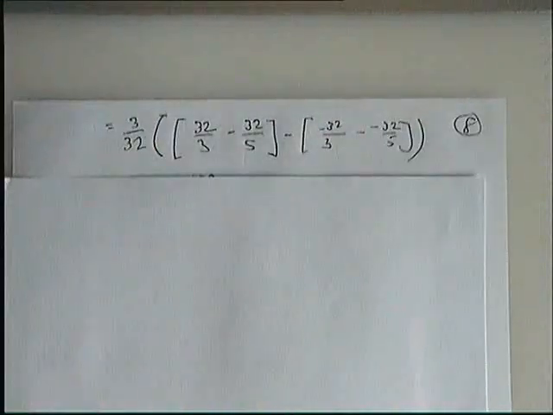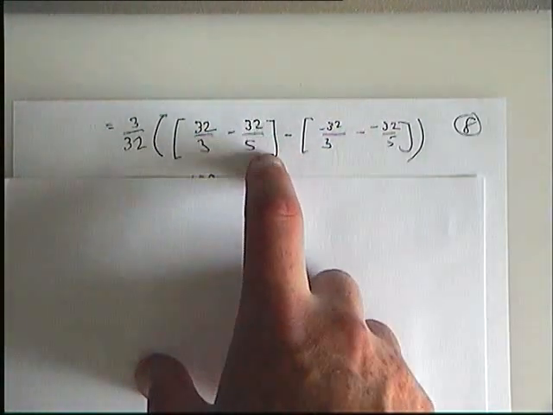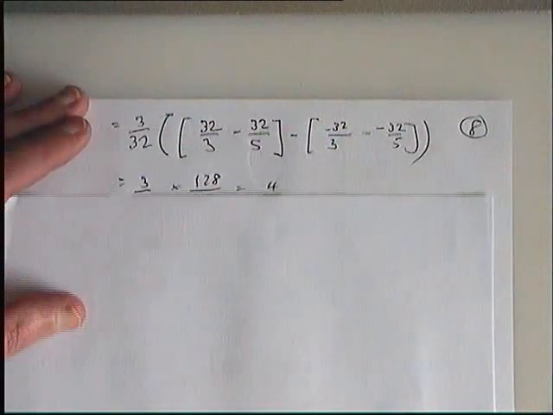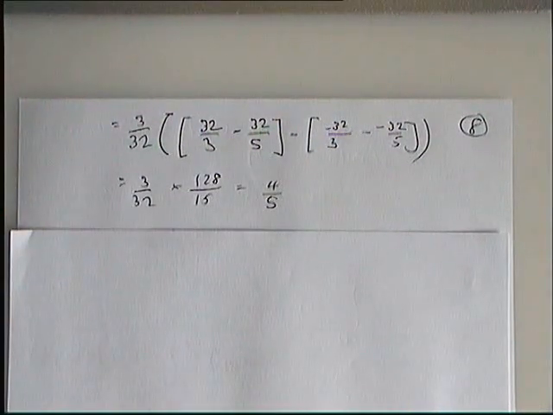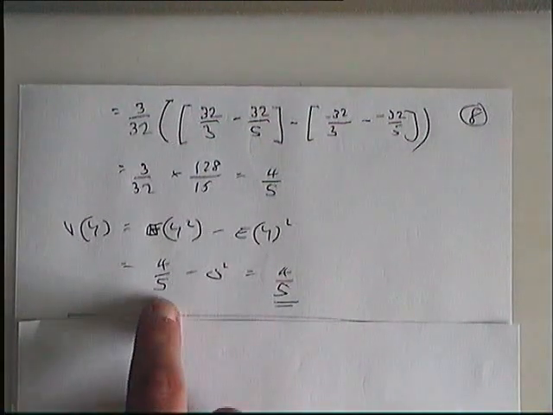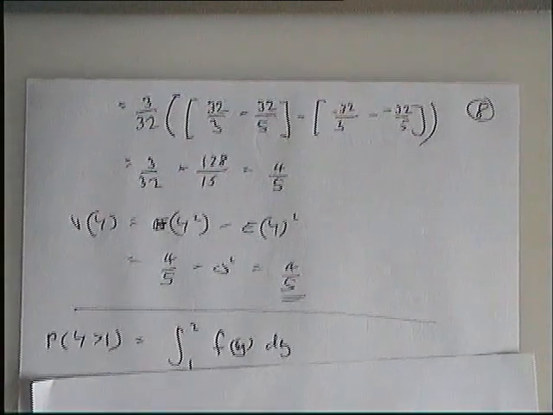This time you get opposite signs over here. These are positive, 32, positive there. These are negative, so they actually add together because you get a minus minus. And you work that out, and the expectation of y squared is 4/5. So the variance is the y squared expectation, take away the other one squared, and we get 4/5.